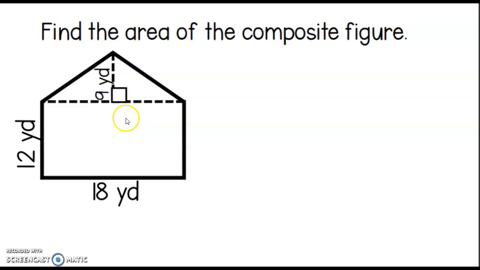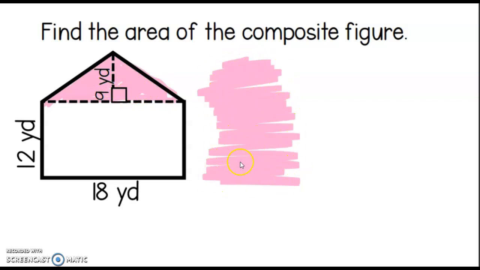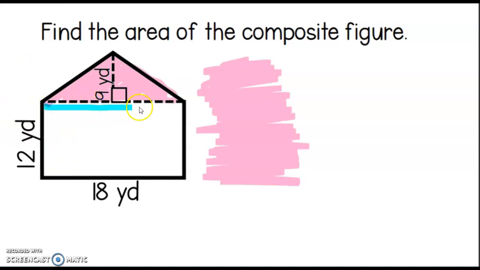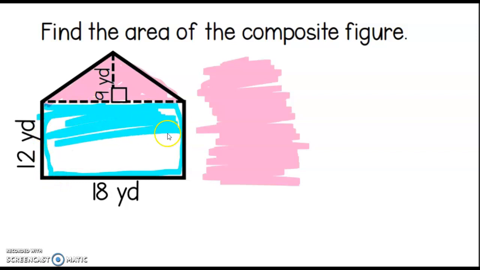So the first thing you want to do is break it down into the shapes that you do know. In this case, this is a triangle. All right, so this is my triangle. I'm going to use this space here to find the area. We're just going to color it in here. And then the next thing I have, let's do blue. This is my rectangle. Okay, I'm just going to color it in.